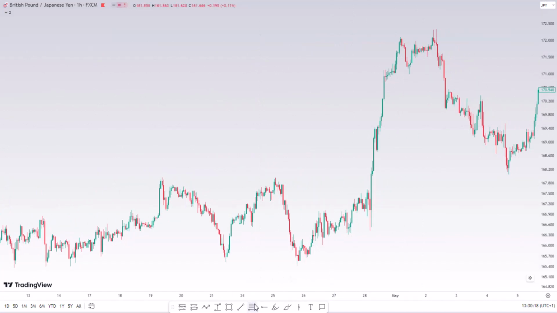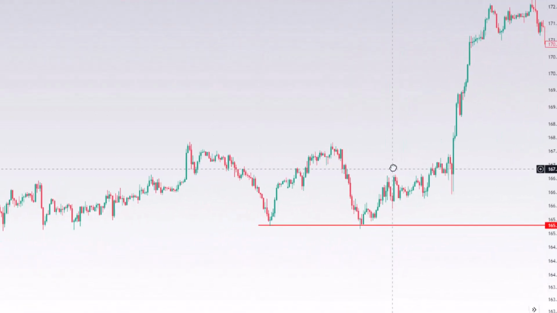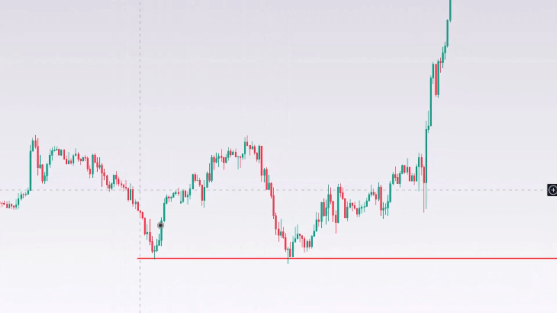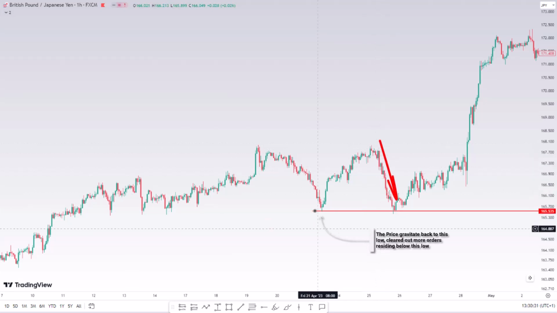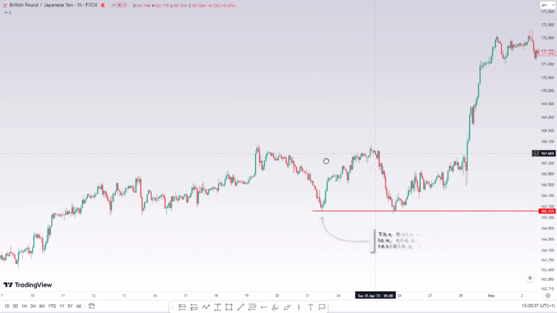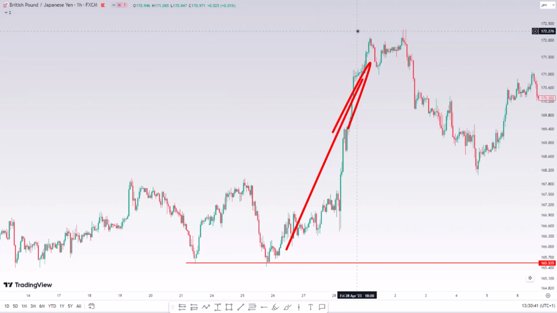Also, you can notice that a low will be taken out completely. You see, for example, this low which was created initially, the market came back. You see, the price gravitated back to this low, cleared out more orders residing below this low, and what happened? The market then sprinted to the upside.